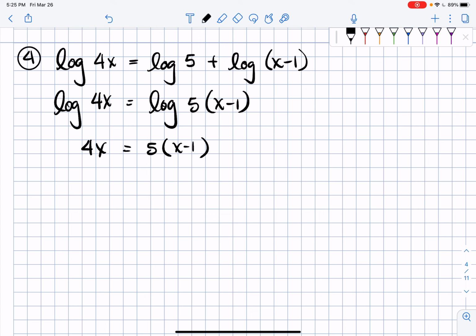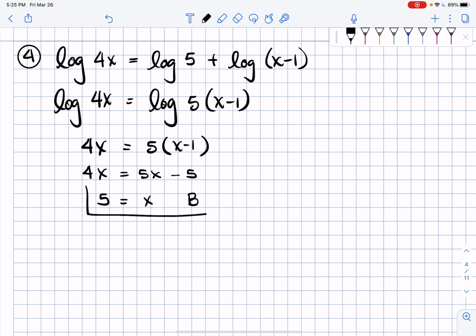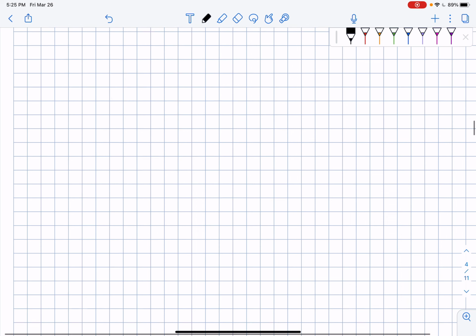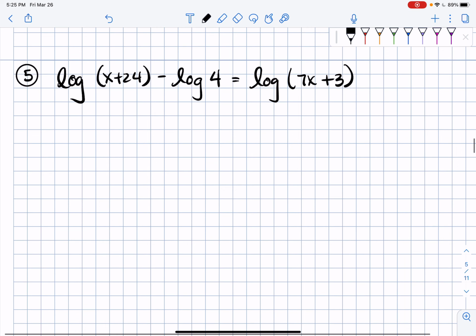So that means 4x is equal to 5x minus 5. Let me subtract the 4x over, so I get x, and add the 5 over, so x is equal to 5, which is choice B. There we go. On to number 5.